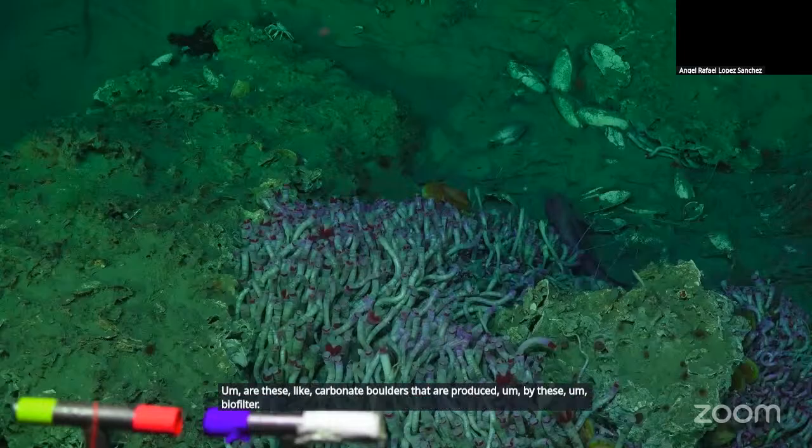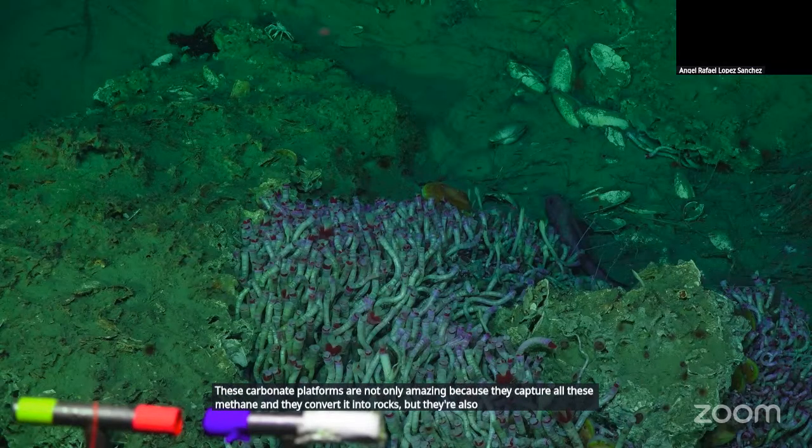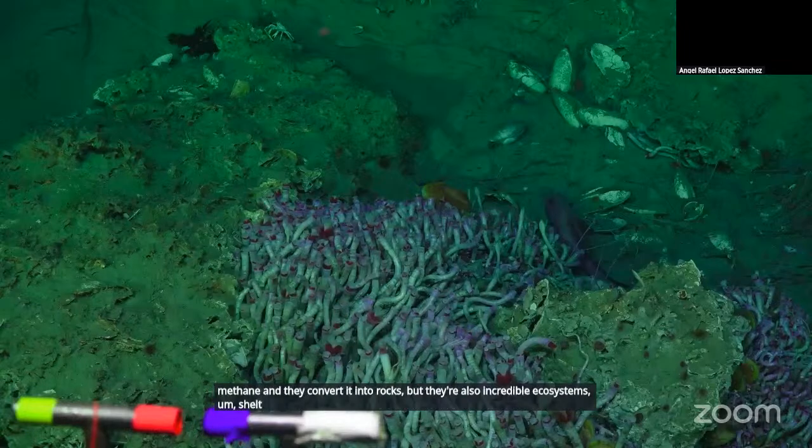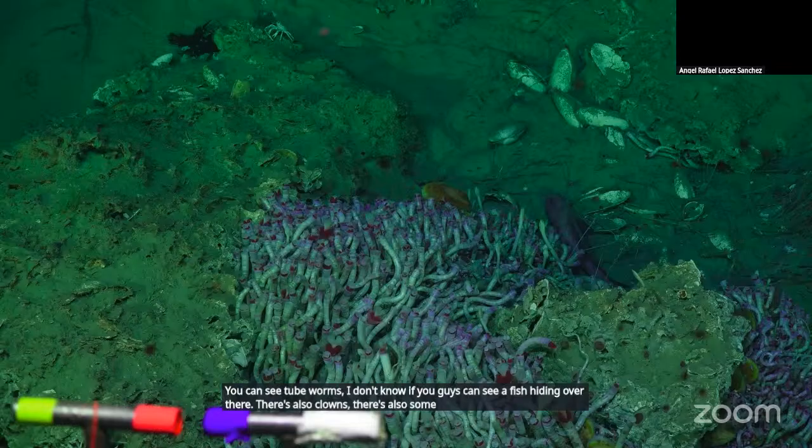These carbonate platforms are not only amazing because they capture all this methane and convert it into rocks, but they're also incredible ecosystems, shelters for all these different sea fauna, like tube worms. You can see tube worms. I don't know if you guys can see a fish hiding over there. There's also clams, some crabs, some sea urchins. There's so much going on within this picture in a very small scale.